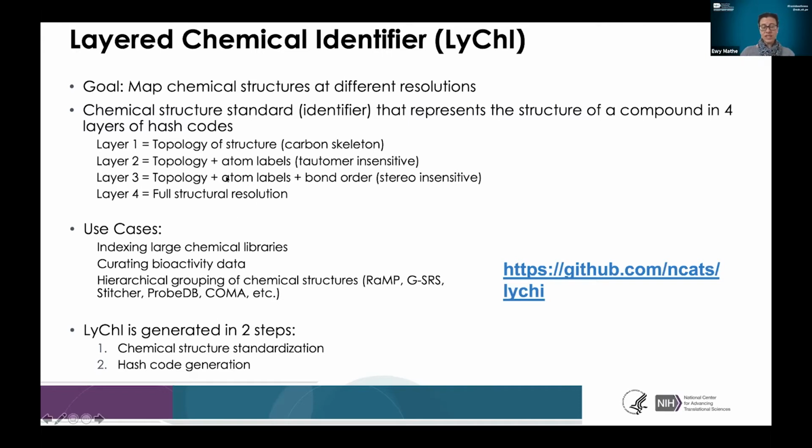We use LyChIs in Stitcher also to see what is in common, but you can see that you could also use them to do some type of hierarchical grouping of chemical structures and see if maybe you could infer some of the biological function from these structures. So this is very much ongoing work using these LyChIs to try to supplement some of the biological pathway information.